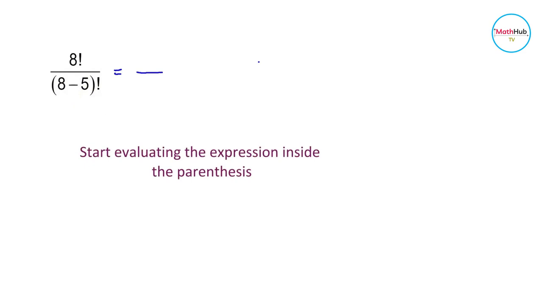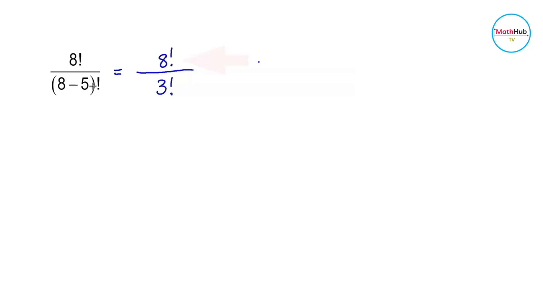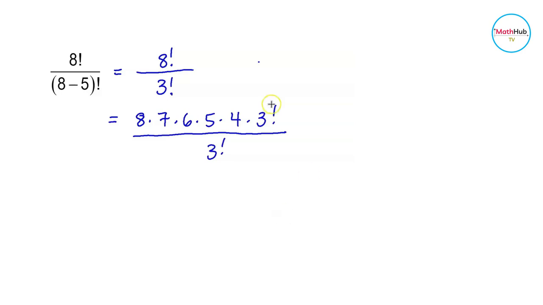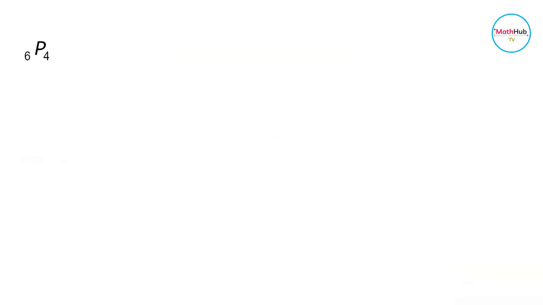We will first simplify the one inside the parentheses. 8 minus 5, that is 3 factorial. So the denominator is 3 factorial. And the numerator is 8 factorial. Then we will rewrite 8 factorial as 8 times 7 times 6 times 5 times 4 times 3 factorial. Copy 3 factorial in the denominator. We can cancel 3 factorial here, both in the numerator and in the denominator. And then we will just multiply 8 times 7 times 6 times 5 times 4. And that is equal to 6,720. Now let's evaluate the following permutation expressions.